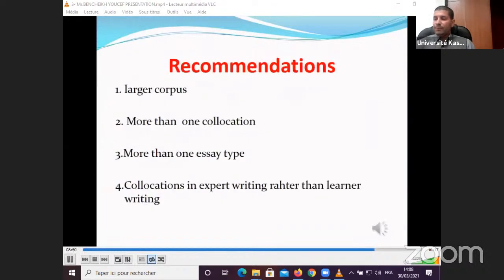The study recommendations are a larger corpus, more than 30 texts, and then investigating more than one collocation type, and third, investigating more than one essay type: argumentative, descriptive, narrative, and the rest. And then investigating collocations not only in learner writing, but also in experts' writing.